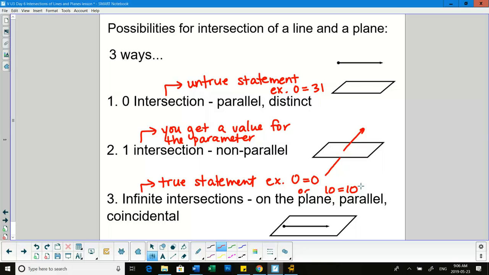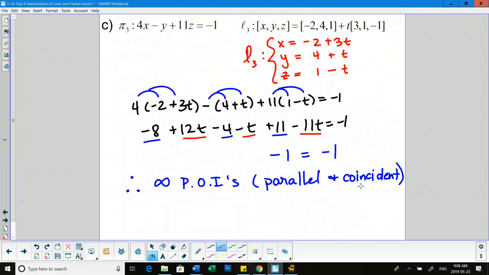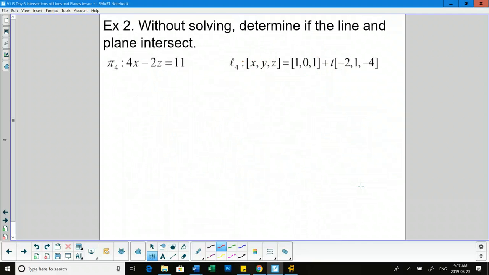Okay? There is a way, without actually solving, that we could check if a line and a plane intersect. So I just want to show you guys that little check that you can do. So here we have a line, a vector equation of a line, and a scalar equation of a plane, sometimes called the Cartesian equation of a plane. Can somebody tell me what the normal of this plane is? What's the normal of the plane?